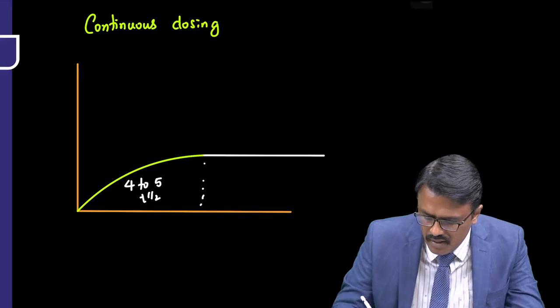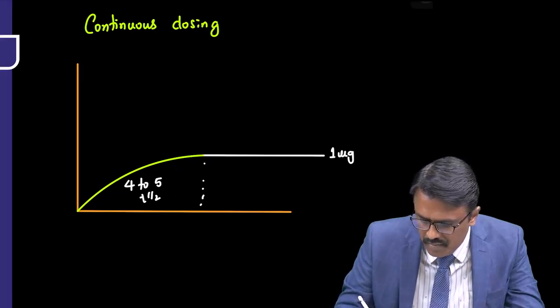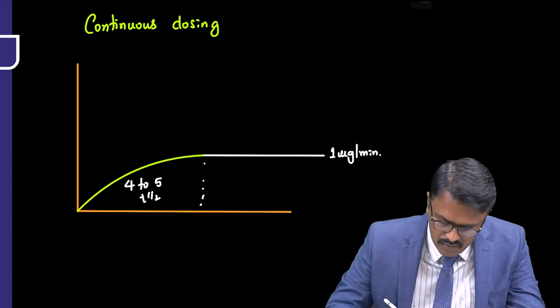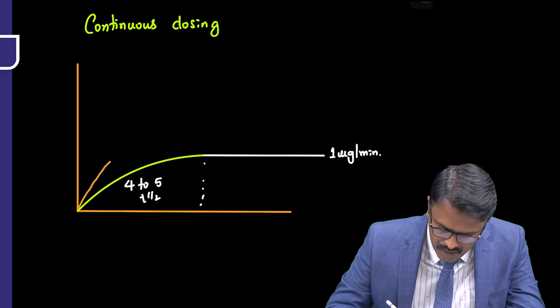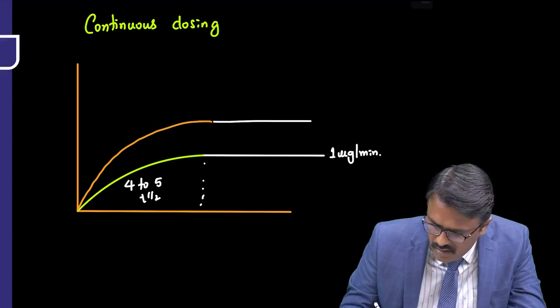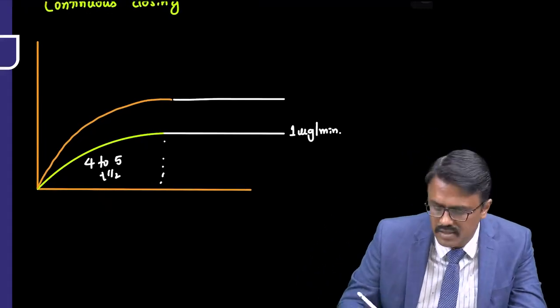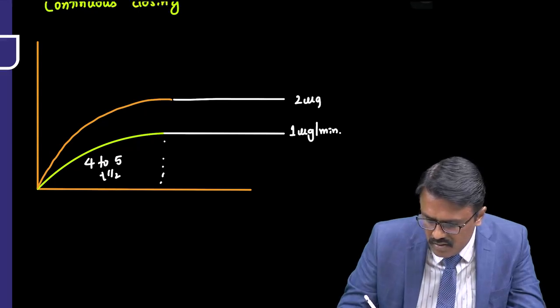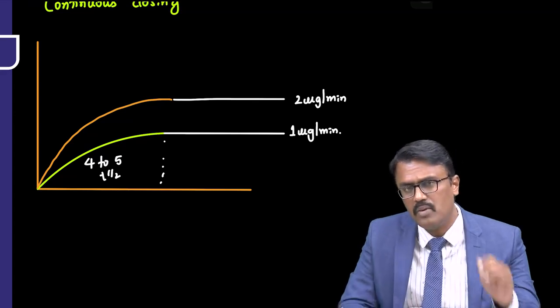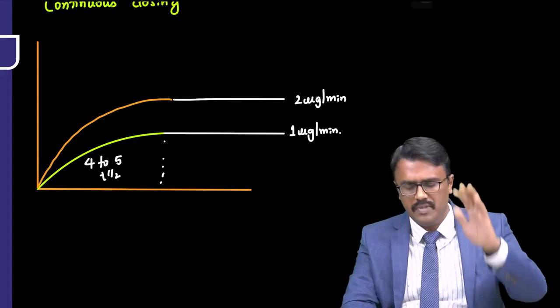For example, you are infusing it at 1 microgram per minute. Now, what if I increase the dose further? If you increase the dose further, again it takes the same time. You will achieve the steady state, but you will achieve a new steady state. That's it. The infusion may be changed to 2 microgram per minute, but the only thing is the graph goes up. That's it.